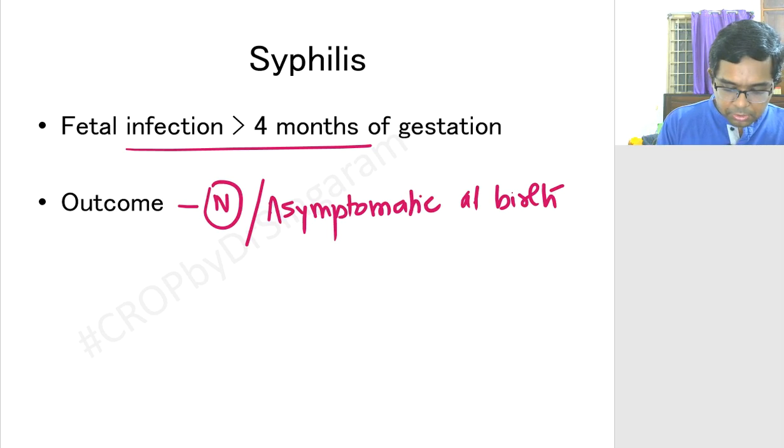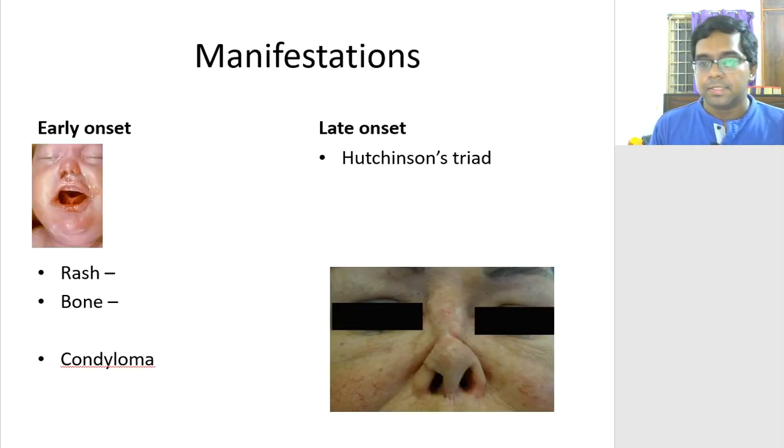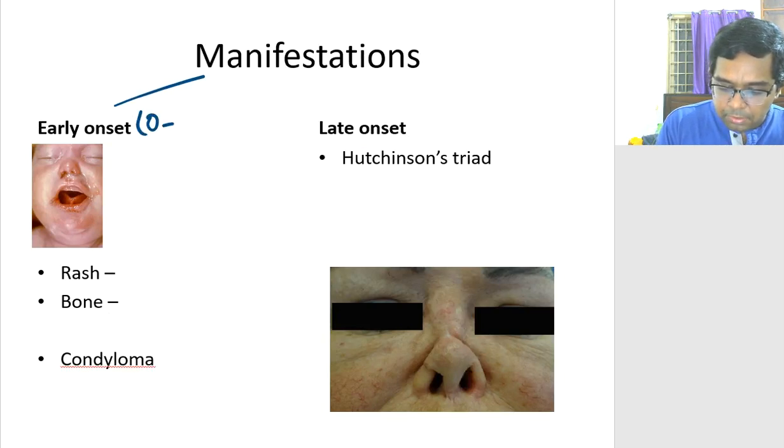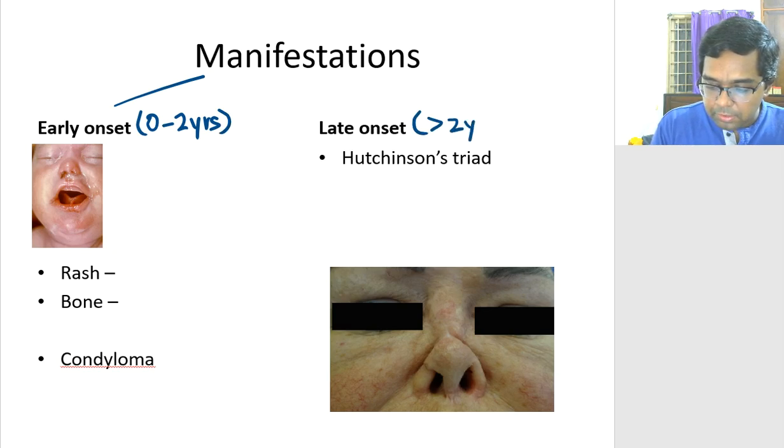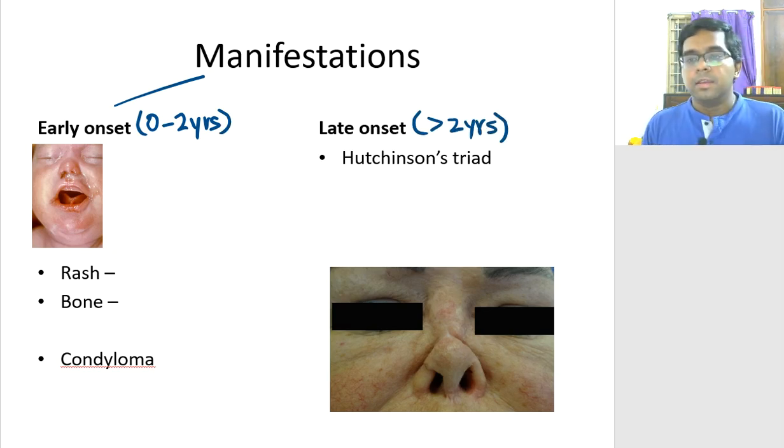So now I'm going to tell you what the manifestations of neonatal syphilis are. It can be divided into two varieties. One is early onset, if it occurs from birth till 2 years of age. Next is late onset, if it occurs after 2 years of age. Okay, right. Now, look at the picture I have put up.